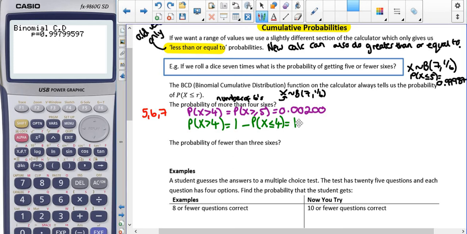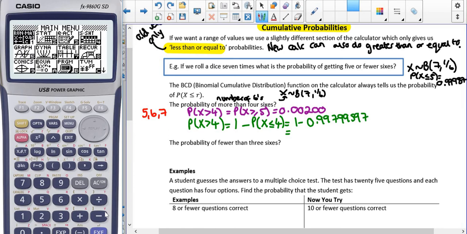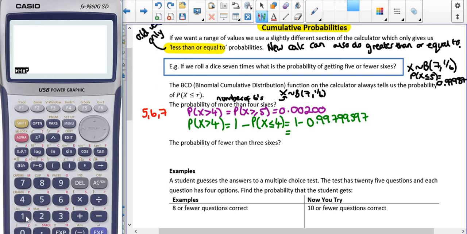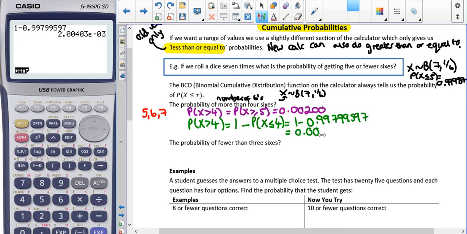So then we're doing 1 minus that value, so 1 minus 0.99799,597. And when we do that takeaway, remember that you can use the normal part of your calculator to do this. 1 minus 0.99799,597. That gives us 0.00200 to 3 significant figures. So you end up with the same number, but you just have to do this extra step where you do 1 take away the bit that you don't want.